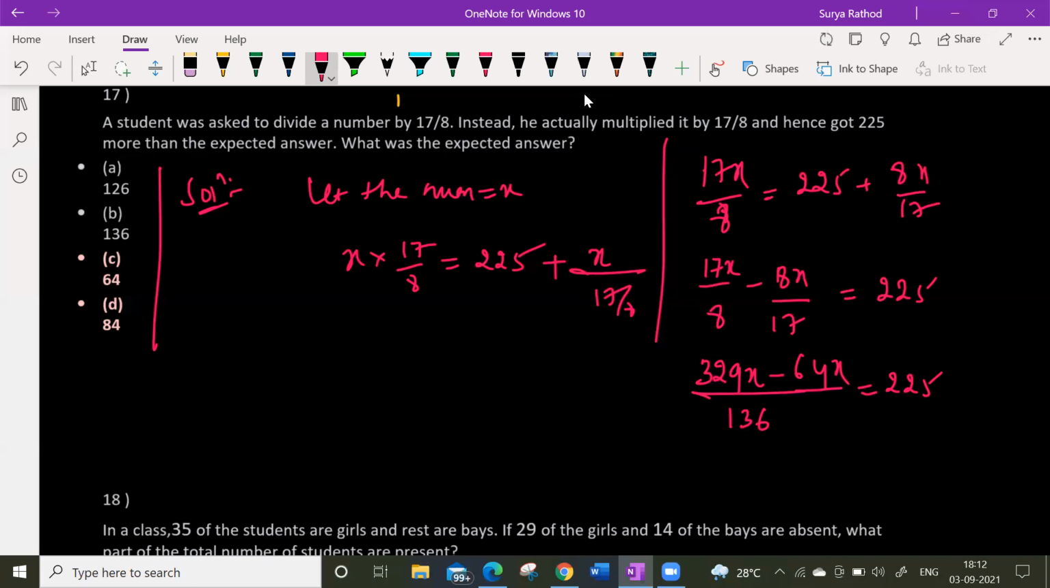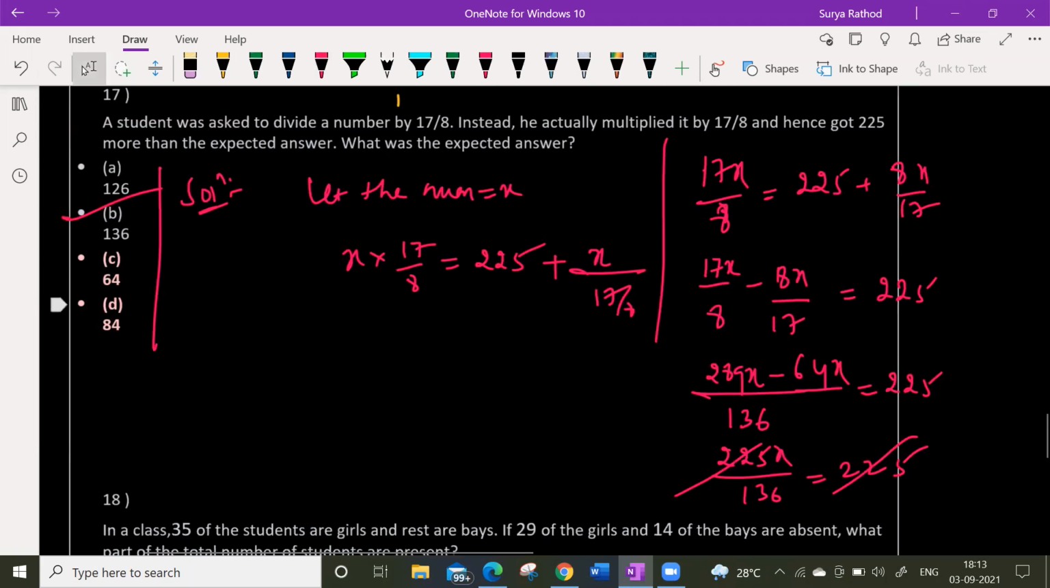So it is 289, right? Yes, sir, it should be 289. So 289 minus 64, how much? 225. So 225x by 136 is equal to 225. So x is equal to 136, the right answer. Yes, sir. x is equal to 136.